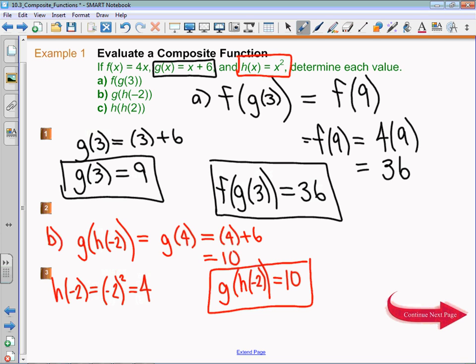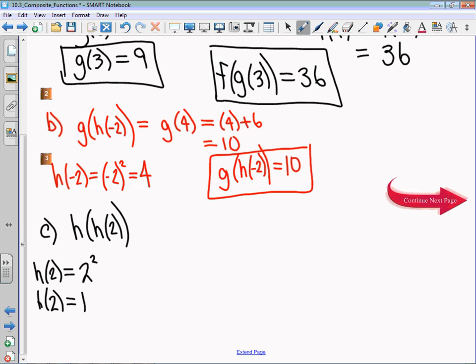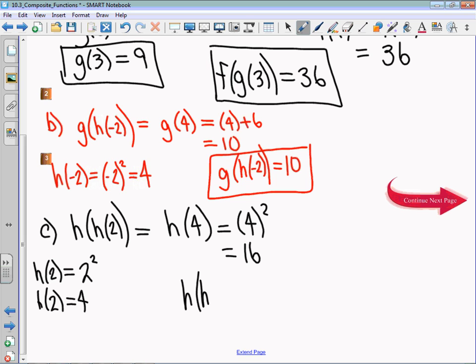All right, this last one confuses students because it's the same function, and it wants us, I'll write it down here, to find h evaluated at h of 2. All right, we are not going to do anything different. We're going to find h of 2 first, which is 2 squared. So h of 2 is going to be equal to 4. That means that I can rewrite this as h evaluated at 4, and h evaluated at 4 is 4 squared, which is 16. So I could say that function h evaluated at function h of 2 is equal to 16.